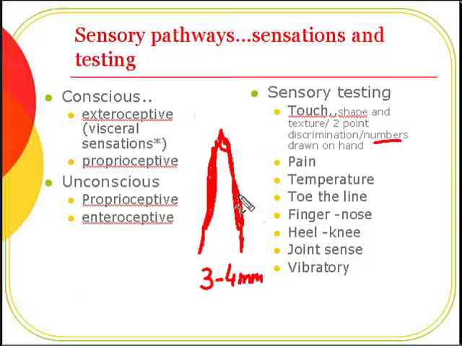Testing pain is very, very simple. It's like a pinprick, so you prick the person all over the area you want to test and see if they can feel the pain. Temperature is tested by using hot and cold test tubes. Again, you put it against the skin of the region that you want to test, and you ask the patient whether they can tell whether it's hot or it's cold.